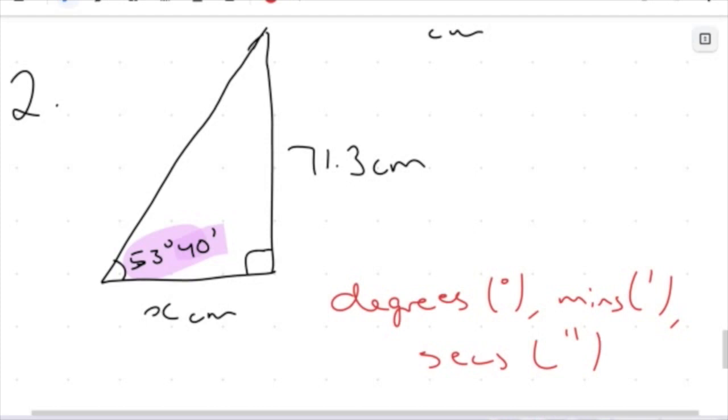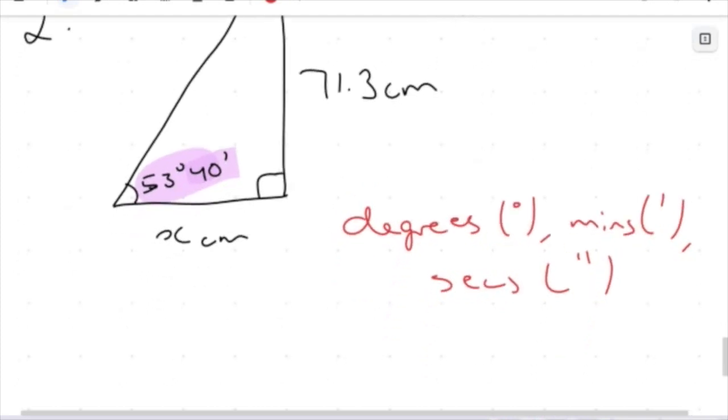Now you have a button if you have a scientific calculator that looks like this. And this is what you're going to use when you start working through these questions on your own. You have something like this, and then you will have this thing here. This just means degrees, minutes, and seconds.